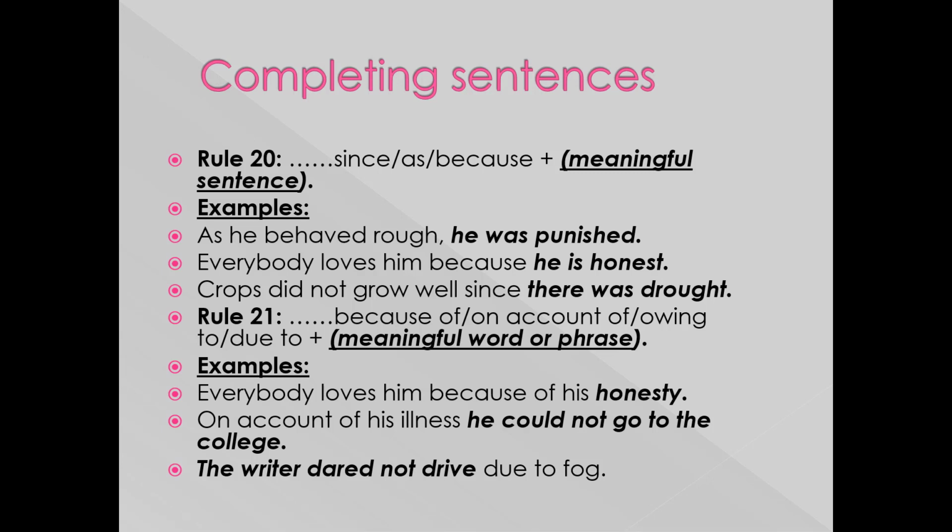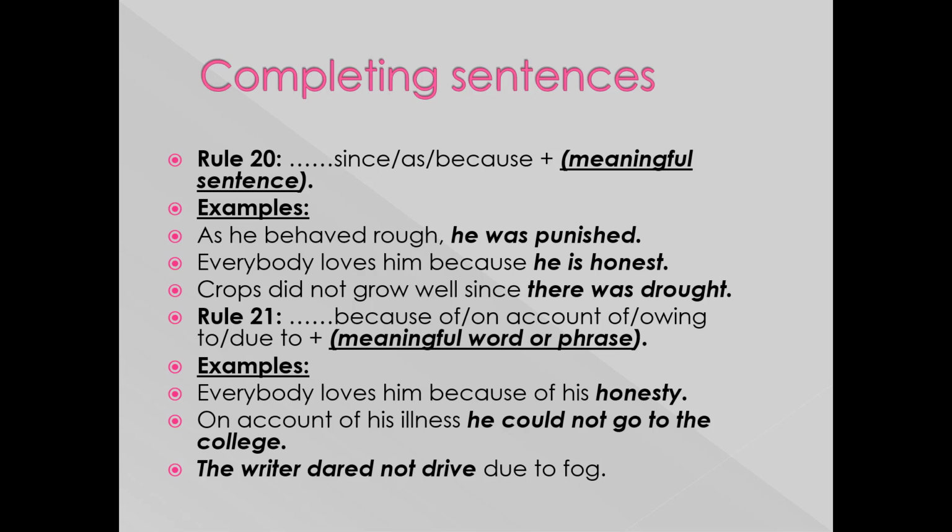Now, rule number 21. Sometimes you can get because of, or on account of, or owing to, or due to. Almost they are synonymous. They have the same meaning. And after these phrases, you have to use a meaningful word or phrase. You cannot write any clause or sentence after because of, or on account of, or owing to, or due to. After this you have to write more meaningful words or phrases.